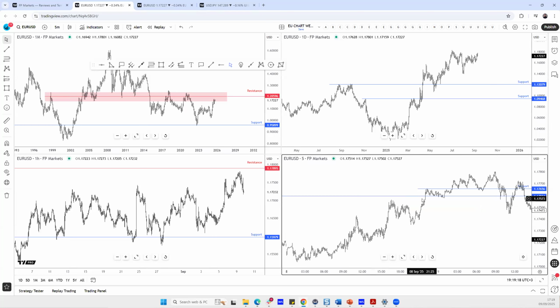You can then further refine it and add things that suit your personal preferences and your trading style.